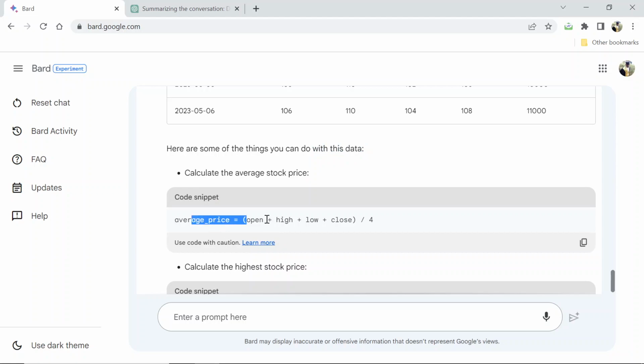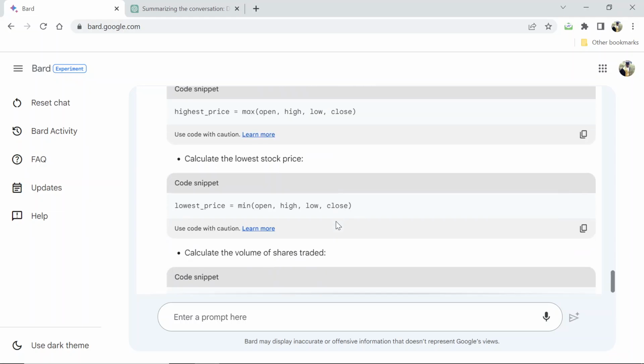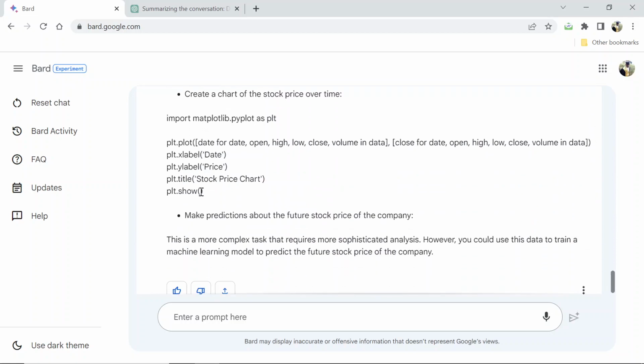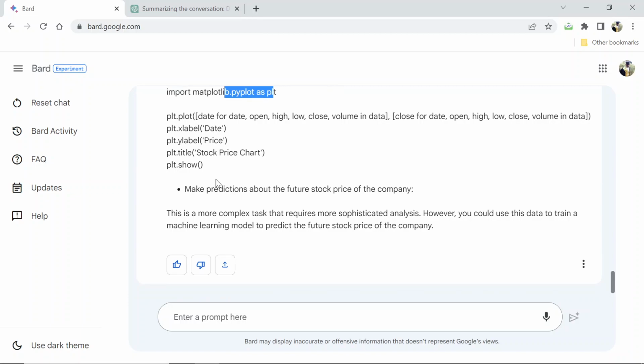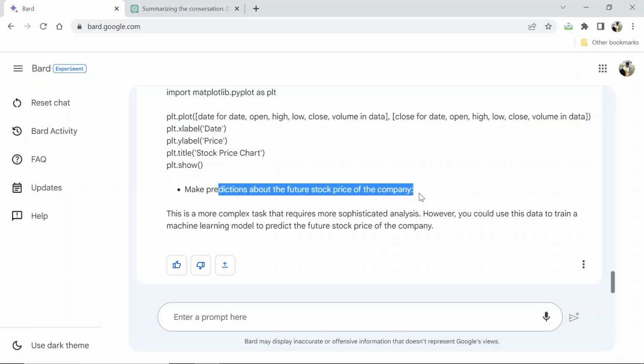Calculate. It is suggesting how to do my summarization, but I want it to summarize it for me. But it shows me a code snippet to summarize my data. Let me see how to plot my data in matplotlib pyplot. This is the code I can use in Python. I'm not going to do it for you now, but this code can work. I did not check it for completeness. Make predictions about future stock.